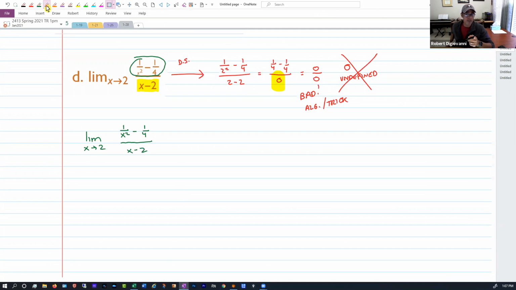They both have to have an x squared. They both have to have a 4. So I'm going to multiply the first fraction by 4 over 4. I'm going to multiply the second fraction by x squared over x squared. And that way, both denominators have 4x squared.